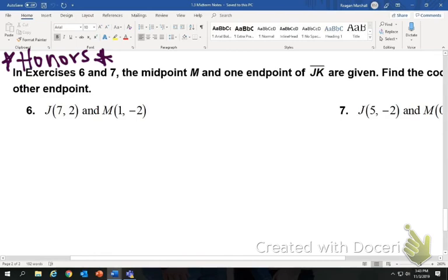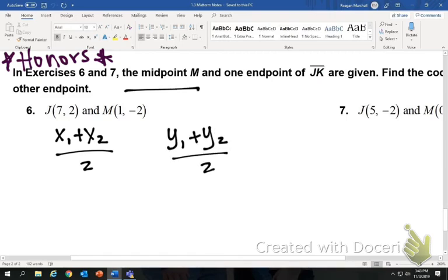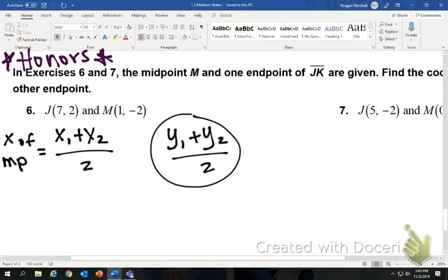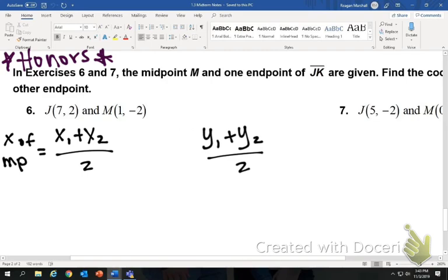Okay, so we're going to use the midpoint formula. If you remember doing this at the end or the beginning of the year, we use the midpoint formula because the midpoint and one endpoint are given. We're going to find the other endpoint. But in order to do this, we have to actually break apart the midpoint formula. So this part of the midpoint formula gives me the x of the midpoint, right? And then this part of the formula gives me the y of the midpoint.